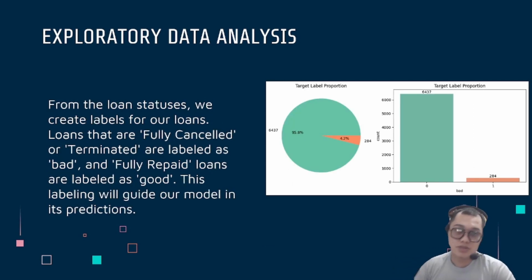All right. From the loan status, we create labels for our loans. Loans that are fully cancelled or terminated are labeled as bad, and the fully repaid loans are labeled as good. This labeling will guide us in our model predictions. You might be wondering why we can't just accept all of it? Most of them are still ongoing loans, and that's why we can't really decide whether a loan is good or bad. I think it's more intuitive if we only choose the loans that have already finished, like the ones that have been cancelled or terminated, or the ones with fully repaid status.